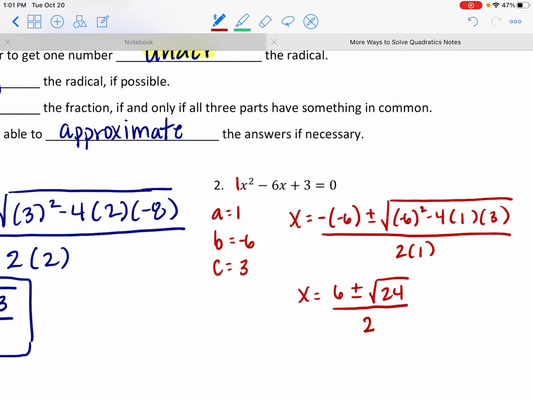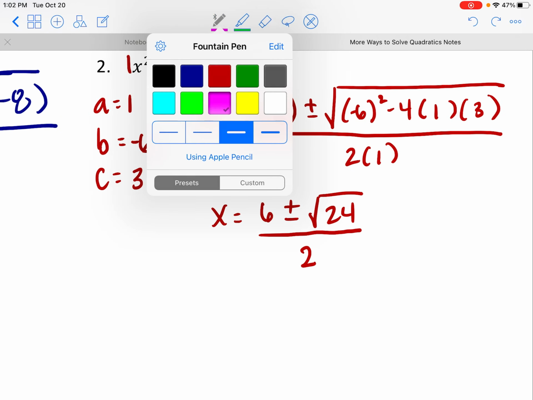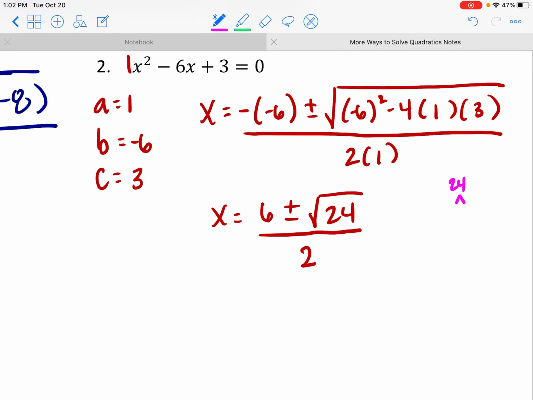Now you might be tempted to reduce here, but remember, we're looking in front of the radical, the 1, the 6, and the 2, not reducible. Now reducing should always be happening at the very last step anyway. So let's break this radical down. 24 is 2 times 12, which is 2 times 6, and 2 times 3. So we're going to be able to take a 2 out of that.